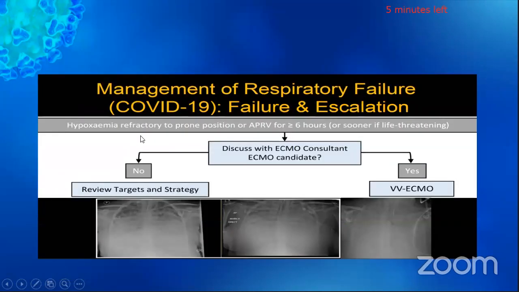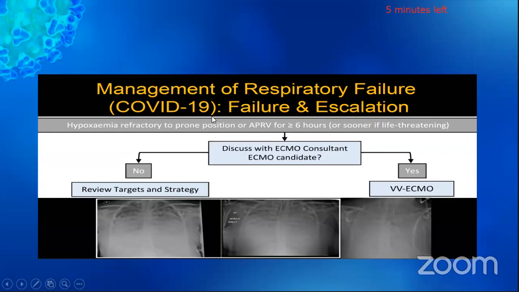For example, we have entered the pathway where typical ARDS is there, and hypoxemia is still not responding to prone position or APRV for more than 6 hours or sooner. If there is multi-organ failure, then we should call the ECMO consultant or the center where ECMO facilities are available. If the ECMO consultant says this is a candidate for ECMO and we can help the patient by ECMO, then we should arrange for VV ECMO or transfer to the center where ECMO facility is available.